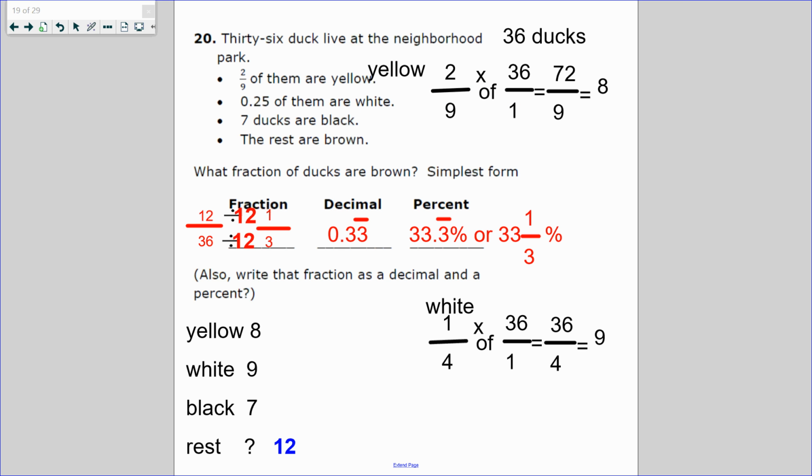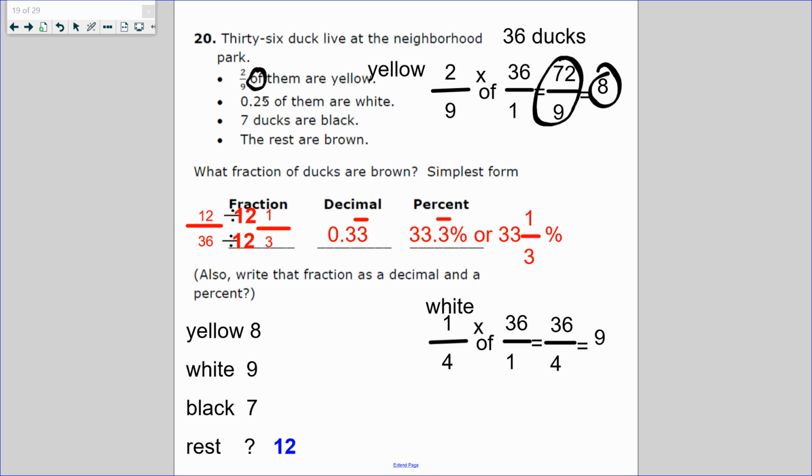And the very last one, probably the toughest question of all. 36 ducks live at the neighborhood park. 2/9 of them are yellow, 25% of them are white, 7 are black, the rest are brown. What fraction of ducks are brown? Also write that fraction as a decimal and a percent. So, of, you have learned of. Of means multiply. 2/9 times 36, and how will you write 36 as a fraction? Over 1. 2 times 36 is 72 over 9, which is 8. 8 are yellow.